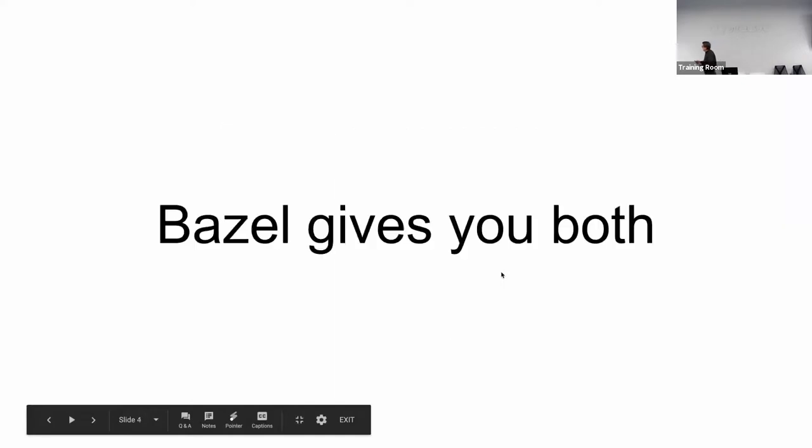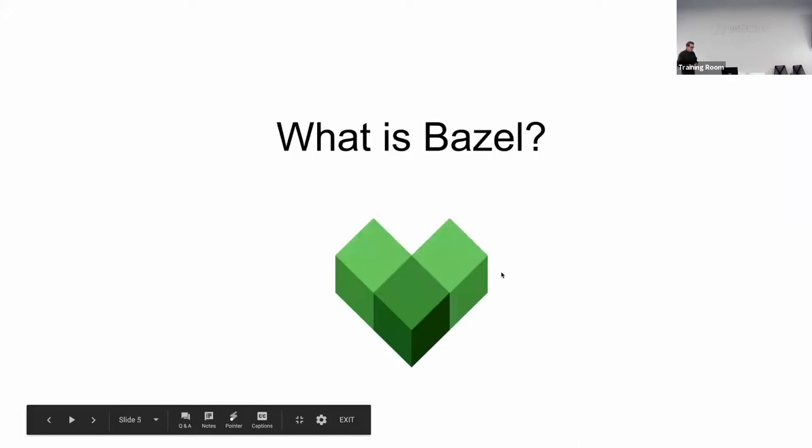So one of the nice things is that Bazel gives you both: it is very, very fast, and it also provides this correctness. We'll talk about how it does that. First of all, what is Bazel? A lot of the great stuff we have in the cloud comes out of research, out of Google Land, as well as Microsoft and other places. But Google really has this notion of what it means to build big stuff and do it well.